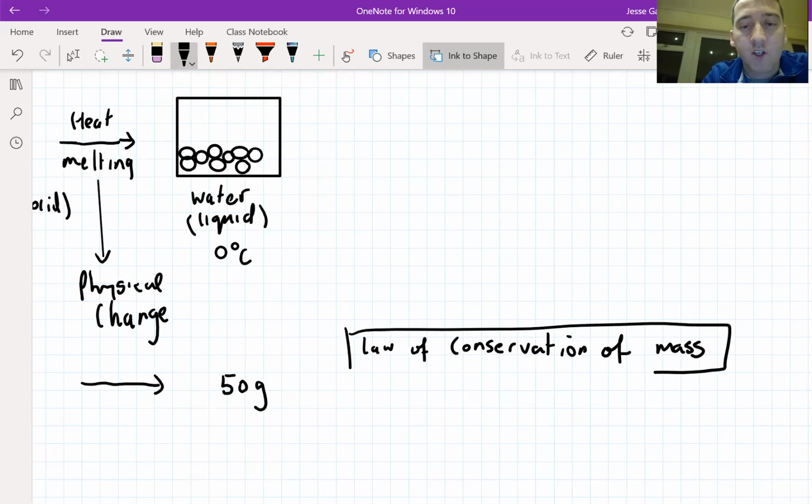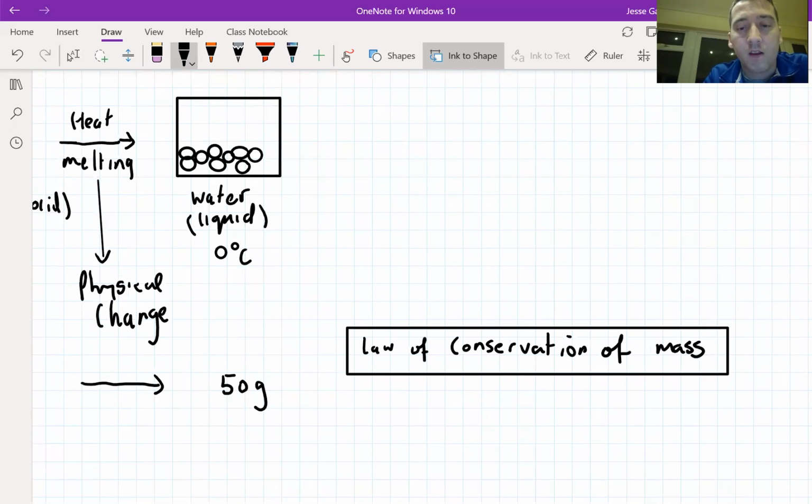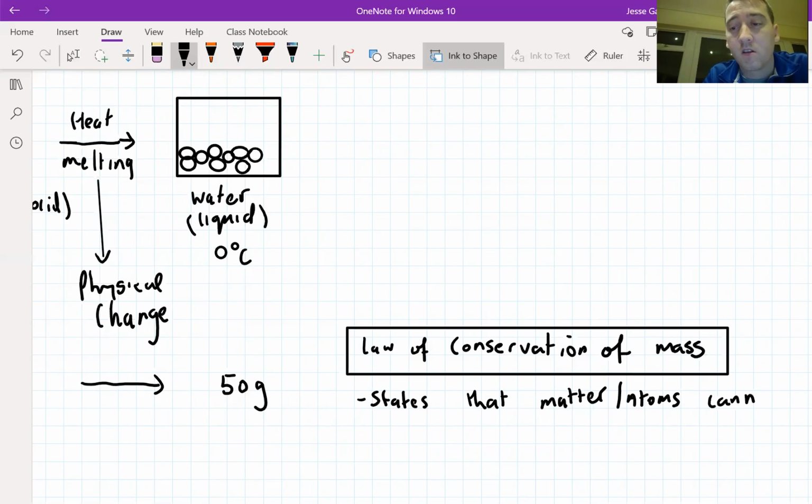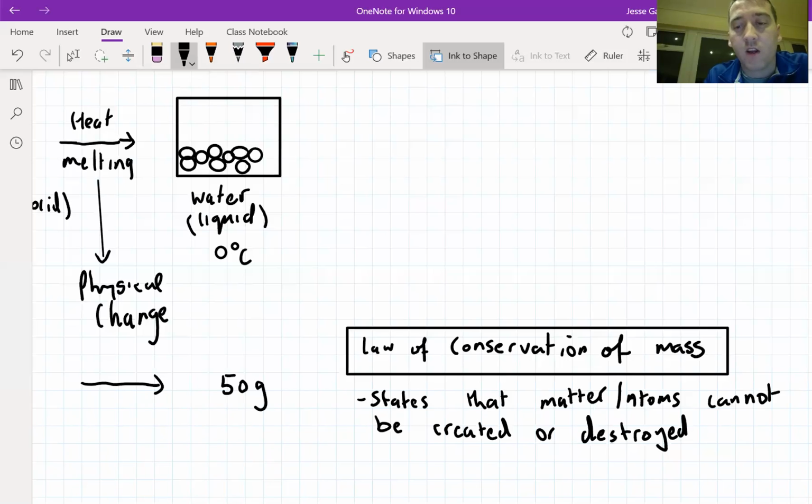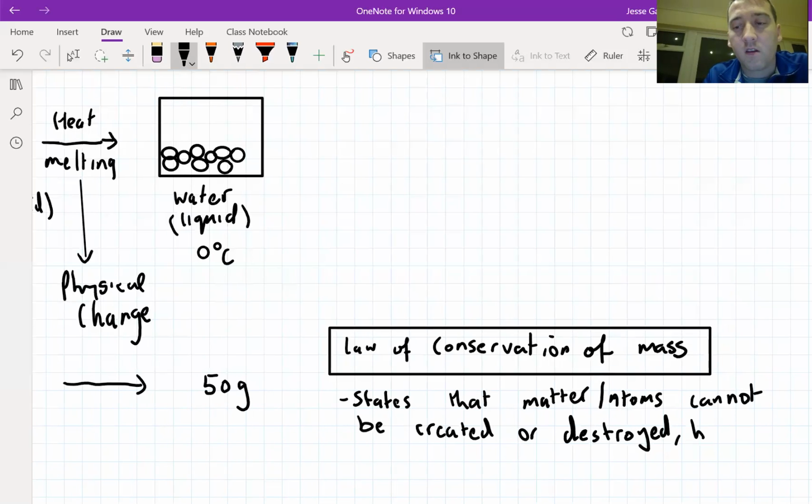Now, what is the law of conservation of mass? If we were to describe it in some words, it states that matter, which is what causes mass, remember, mass is a measurement of how much matter there is. So it states that matter, or atoms, because matter is made of atoms, cannot be created or destroyed, but they can be physically changed.